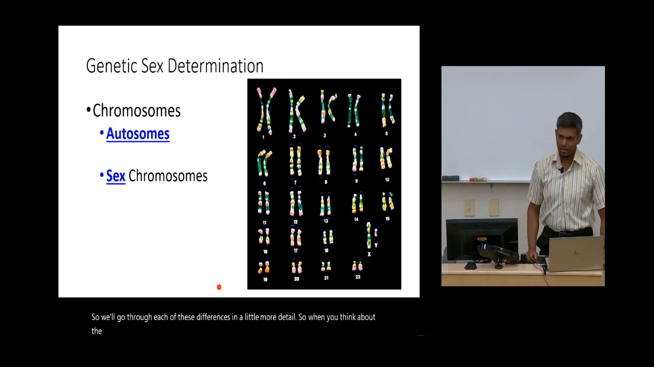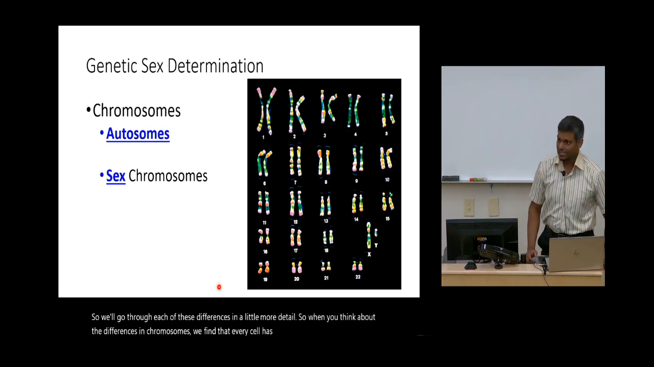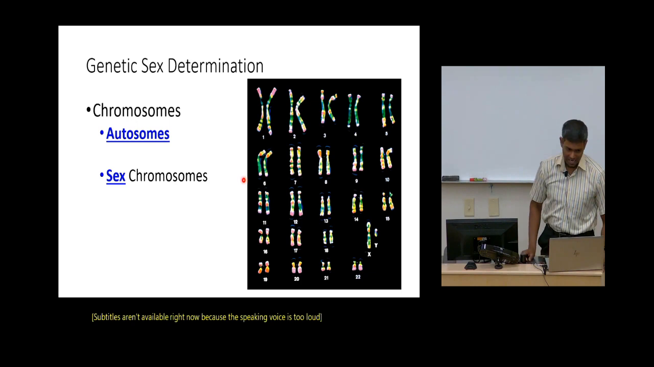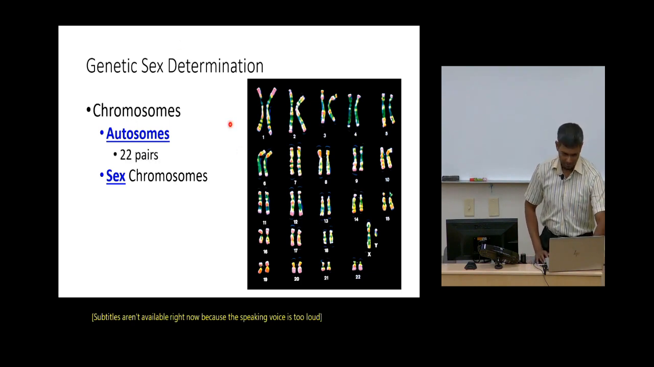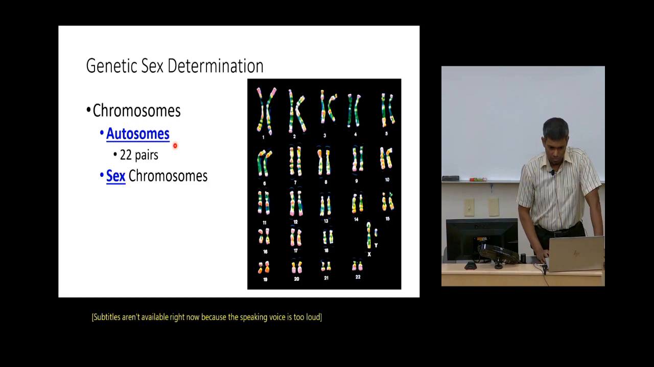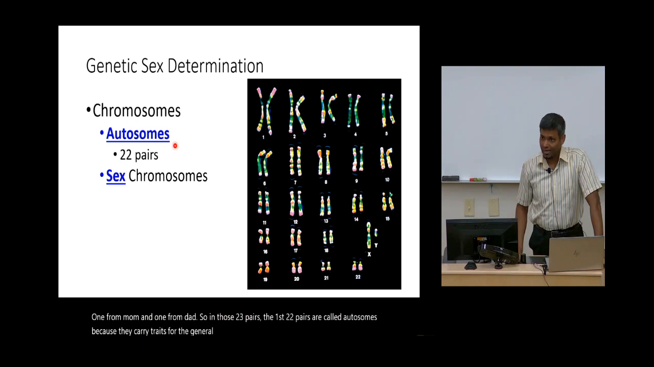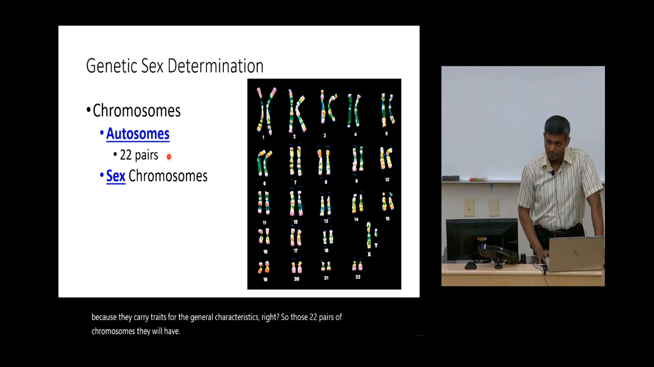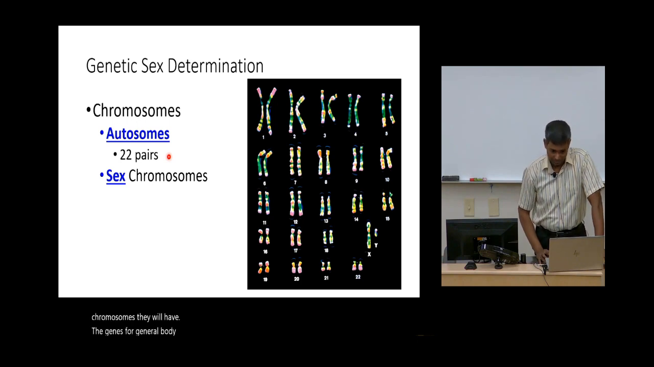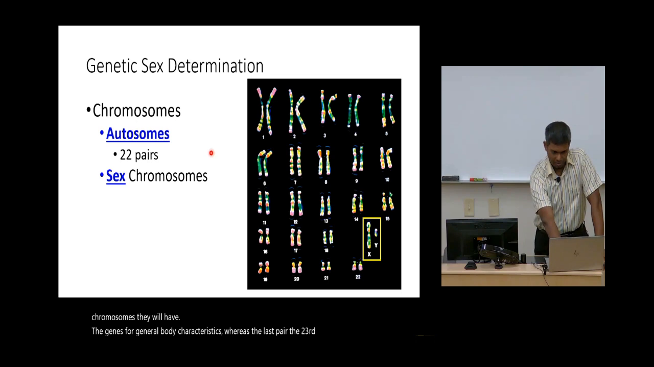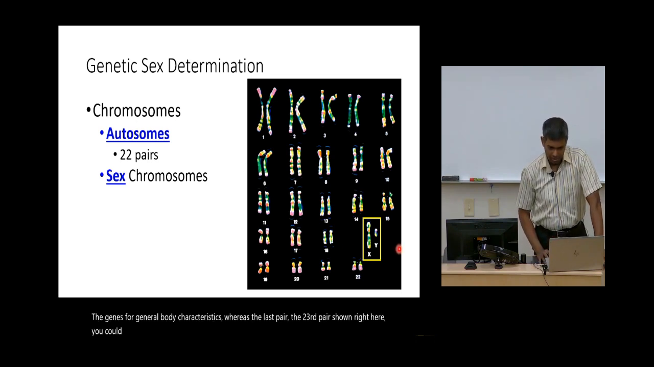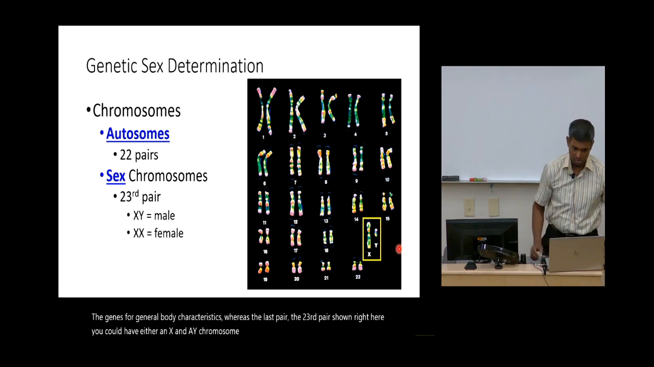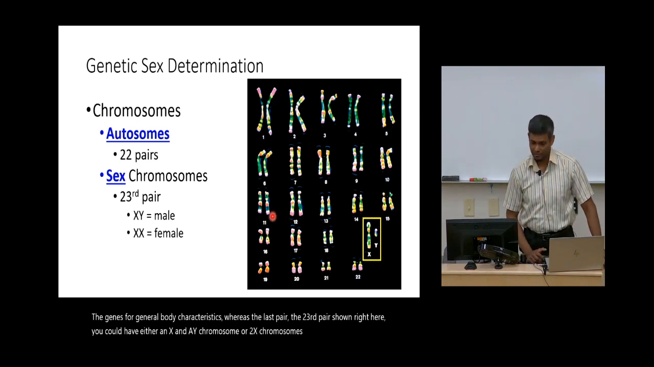When you think about the differences in chromosomes, we find that every cell has 23 pairs of chromosomes, one from mom and one from dad. In those 23 pairs, the first 22 pairs are called autosomes because they carry traits for the general characteristics. Those 22 pairs of chromosomes will have the genes for general body characteristics. Whereas the last pair, the 23rd pair shown right here, you could have either an X and a Y chromosome, or 2 X chromosomes in females.